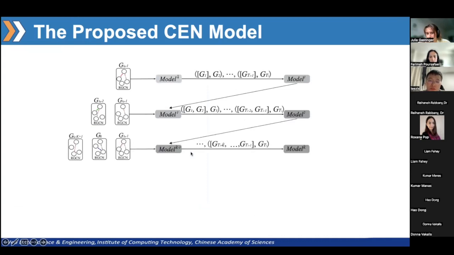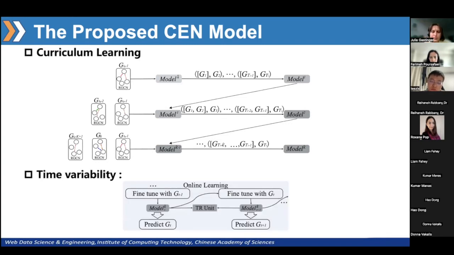Another intuition is that we think a longer history sequence contains more complex evolutional patterns and is harder for the model to learn. Thus, we take a curriculum learning strategy to train our model from easy to hard. That means we first take the historical sequence with length one as the input of our model and train the model on the training data. Then we increase the historical length and retrain the model on the training data to get the next model.